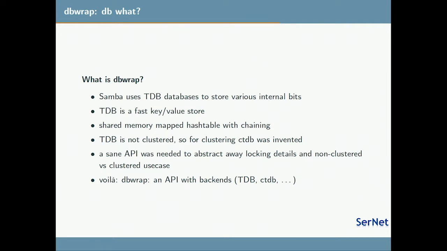Samba uses TDB databases to store various internal bits from the FSA layer, like share modes on files, and from the SMB layer. TDB is a fast key-value store, a shared memory-mapped hash table with chaining. TDB is not clustered, so for clustering, CTDB was invented, which sits on top and distributes records in a cluster. And then a sane API was needed to abstract away locking and the non-clustered versus clustered use case. So that was dbwrap. It's an API with backends, just TDB for a standalone server or using CTDB for a cluster.